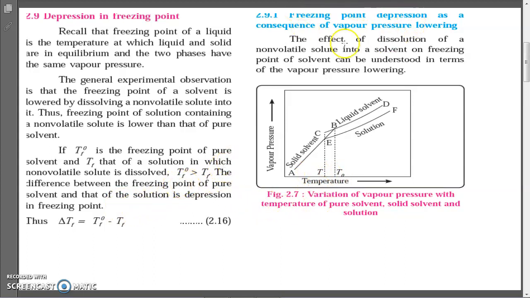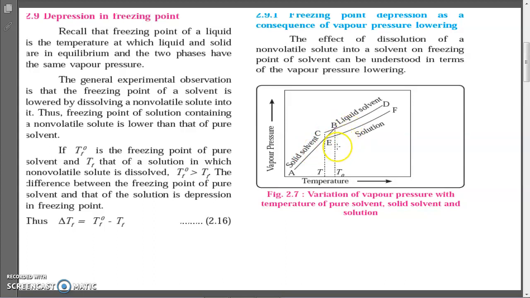Now, the freezing point depression as a consequence of the vapor pressure lowering. Now we can see how the freezing point can be lowered by addition of the non-volatile solute. The effect of dissolution of the non-volatile solute into the solvent on the freezing point of the solvent can be understood in terms of the vapor pressure lowering. Now we can see the diagram. The diagram is vapor pressure against temperature. Here we can see the variation of vapor pressure with temperature of the solid solvent, liquid solvent and solution.